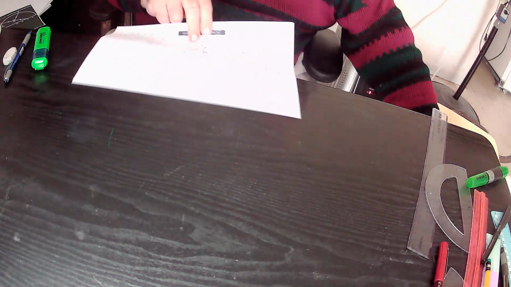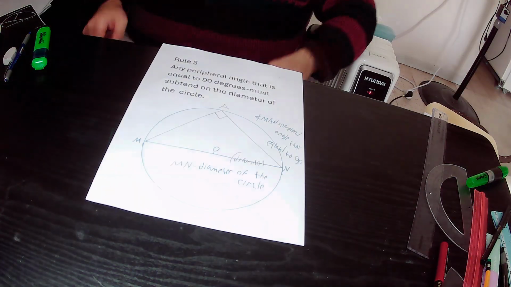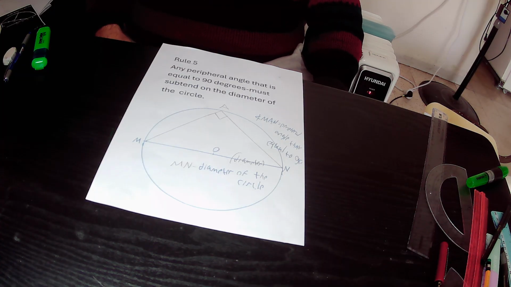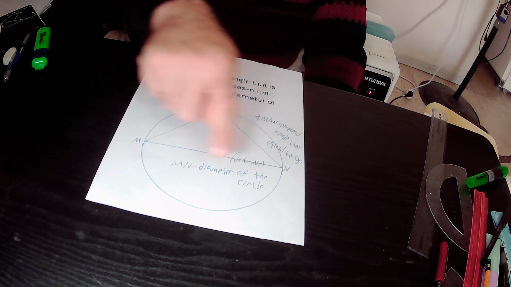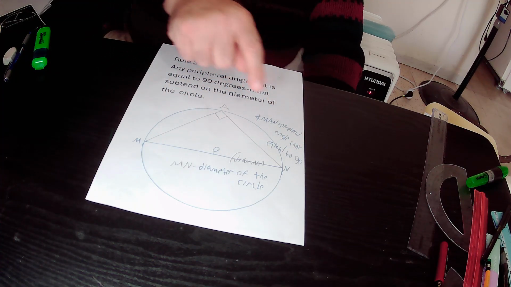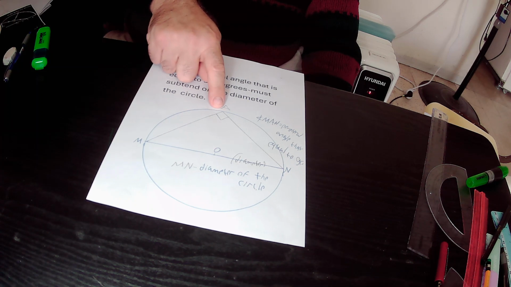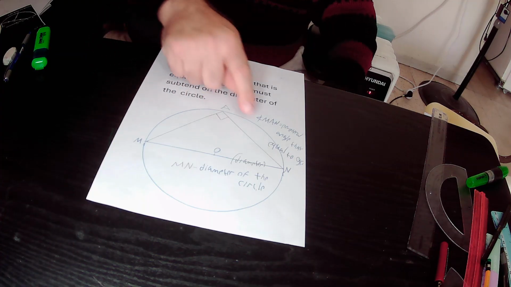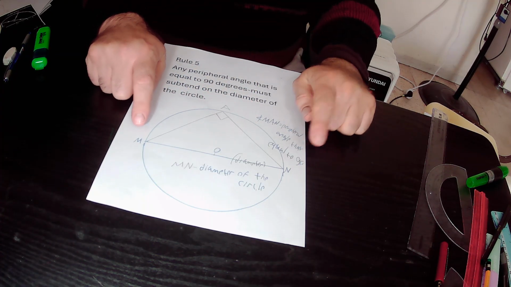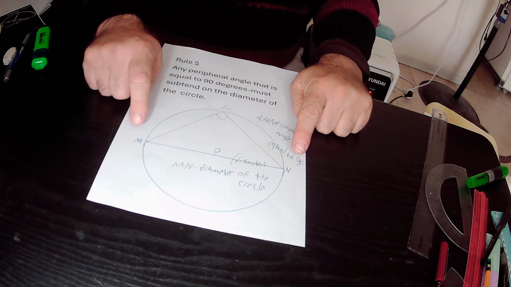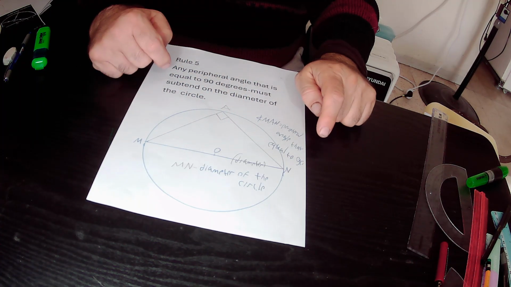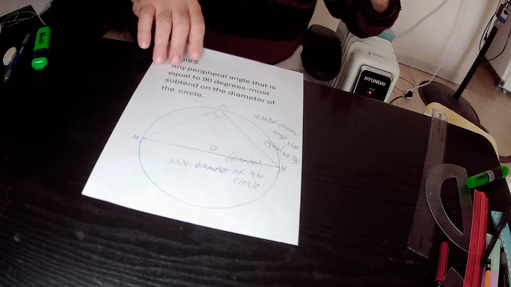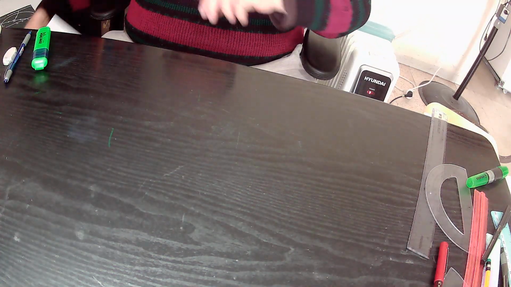A bit quickly on rule 5. According to rule 5, any angle equal to 90 degrees inside a circle must subtend the diameter of the circle. In the drawing we have a circle. This is angle MAN. We know that angle MAN equals 90 degrees. Therefore, according to rule 5, angle MAN must subtend the diameter of the circle. Angle MAN subtends MN. Therefore, MN must be the diameter of the circle according to rule 5. So we can implement rule 5 in our drawing.